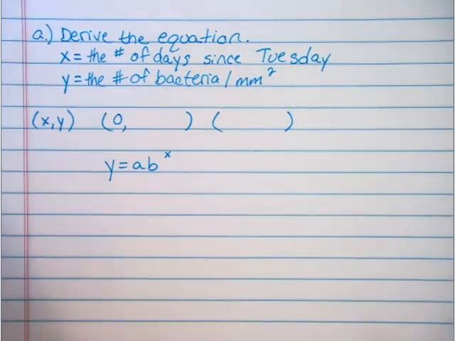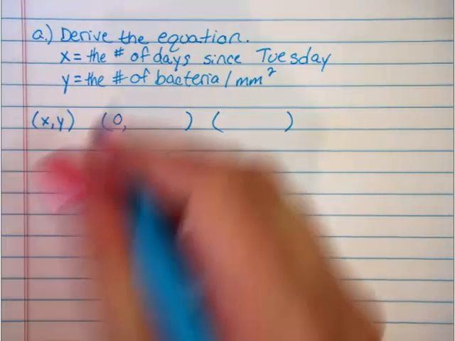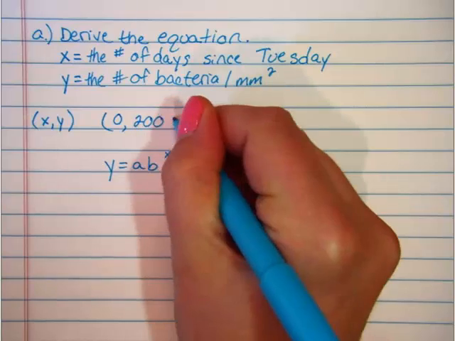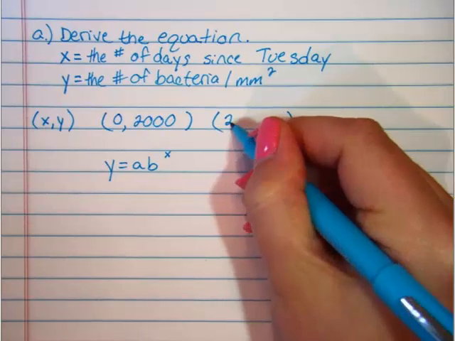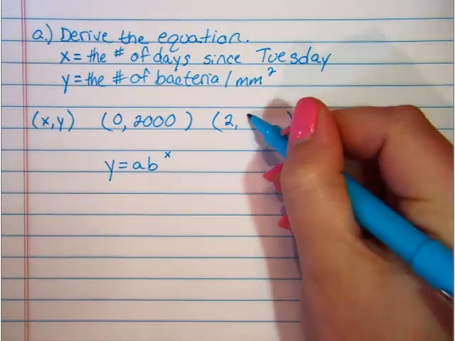Now keep in mind a square millimeter, how small that is. So we're talking about the number of bacteria per that square millimeter. Going back to that initial day Tuesday, that's day 0, there are 2,000 bacteria. And then Thursday, there's 4,500 bacteria. Thursday, remember x is the number of days since Tuesday. So Thursday is 2 days after Tuesday, and there were 4,500 bacteria.